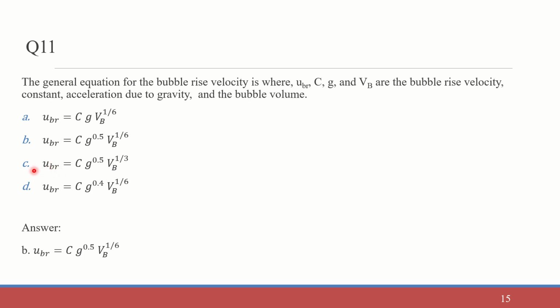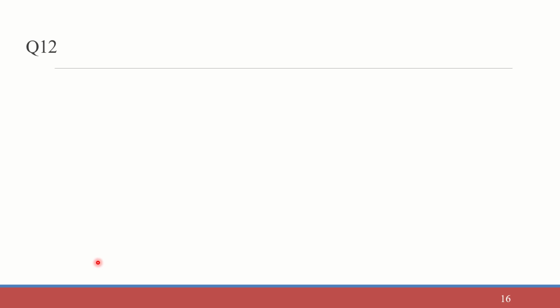In this particular question, it is about finding the bubble rise velocity, and I myself got confused with this slightly. But UBR is equal to C into G power 0.5 VB power 1 by 6. So that is the answer, and yeah, option B is the right answer. Now let us go to question 12.